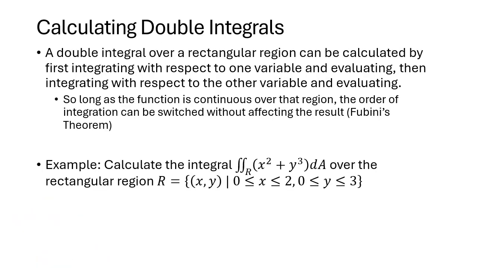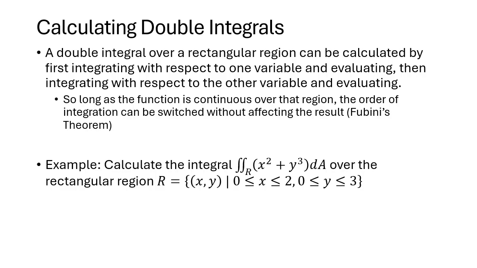So an example of how to calculate double integrals effectively instead of approximating them is the idea of we take the integral with respect to one variable, and then we take the integral with respect to the other variable. What order we do this does not matter so long as the function is continuous, and really we're not going to run into many functions where the order of integration cannot be switched.